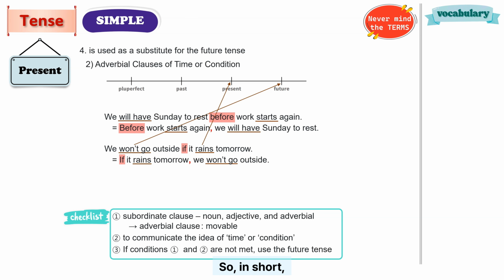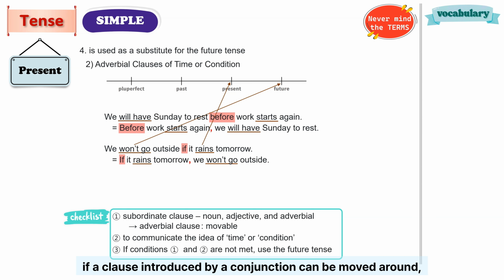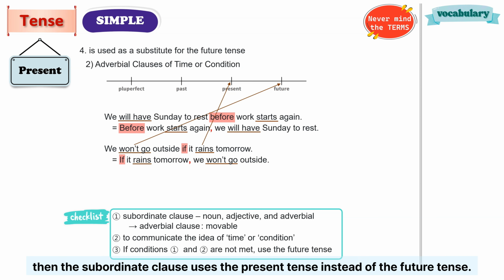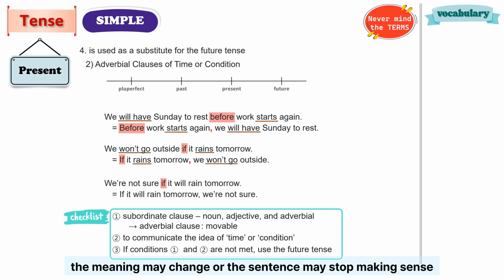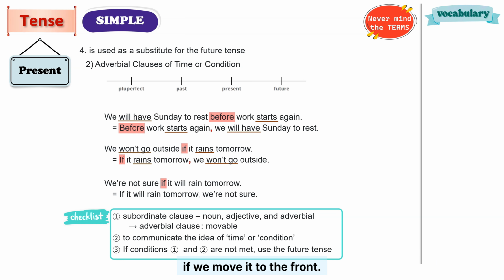So in short, if a clause introduced by a conjunction can be moved around, and if it expresses time or condition, then the subordinate clause uses the present tense instead of the future tense. However, as shown in the next example, even though if appears, the meaning may change, or the sentence may stop making sense, if we move it to the front. That means it's not an adverbial clause, so it doesn't meet the checklist conditions. In that case, use the future tense normally.